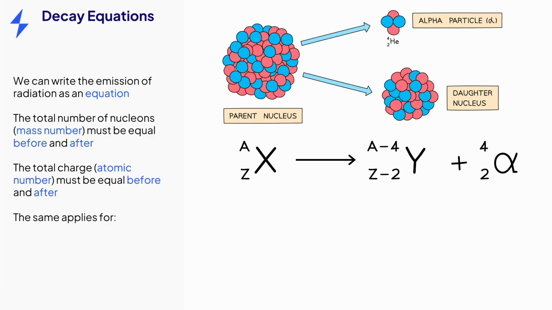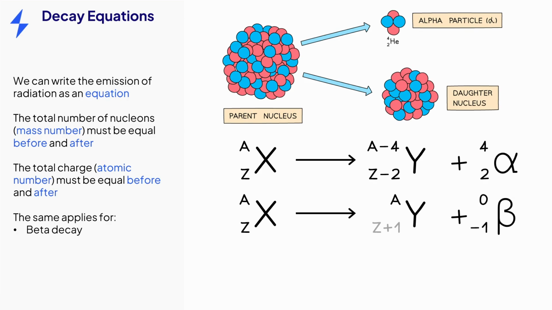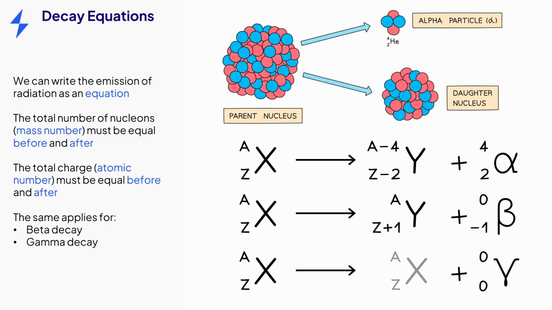These rules also apply to beta decay and gamma decay. Gamma has no mass or atomic number, so the element is unchanged. The nucleus just becomes less energetic.